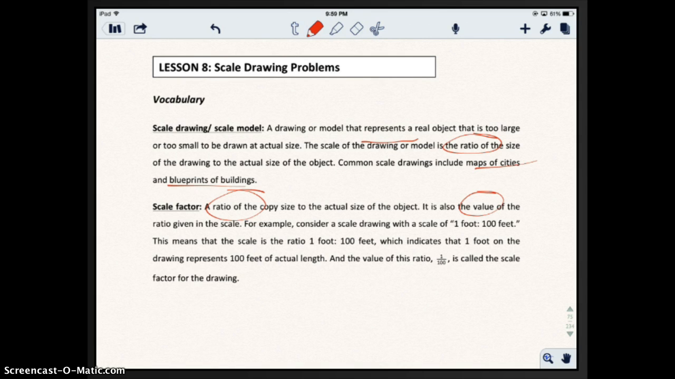For example, consider a scale drawing with a scale of 1 foot to 100 feet. That means the scale is the ratio of 1 foot to 100 feet, which indicates that 1 foot on the drawing represents 100 feet of actual length of a building or whatever it is you're talking about. And the value is 1 over 100. We don't put 0.01, 1/100th that way. No, it's 1 over 100, 1/100th. We'll talk about that later as we learn about it, but this is the scale factor of the drawing.